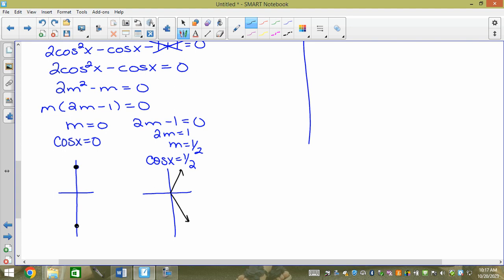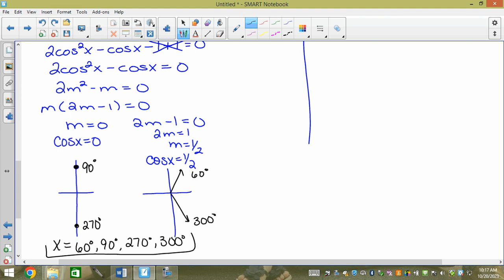Okay, so it's 90, 270. And then this one is 60 and 300. And then we say x equals 60 degrees, 90 degrees, 270 degrees, 300. And then box it because you're proud of it.